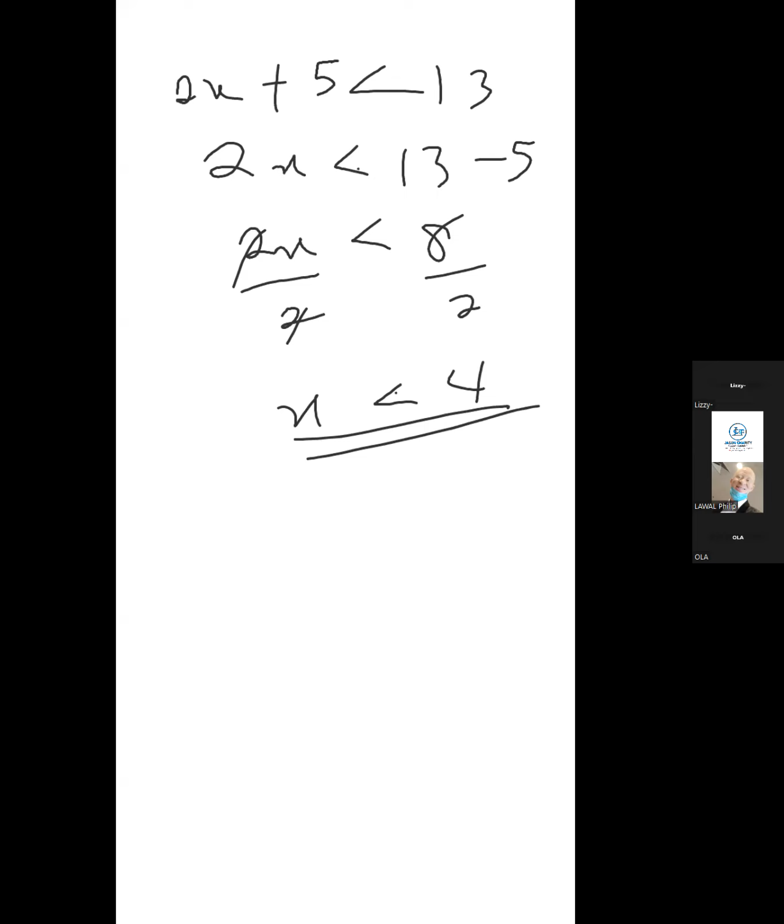Just like I did the previous one, of course, the interpretation remains. This is my 4 on the number line, and x is any number that is less than 4. So I have this. All right, let's move to another one.